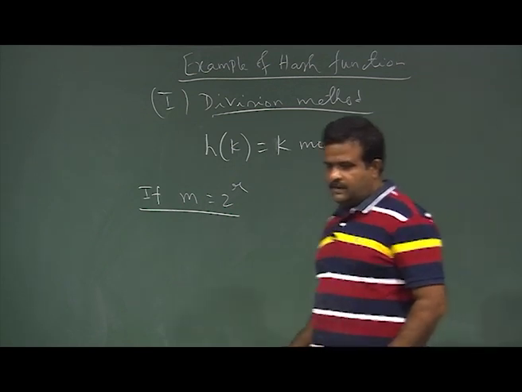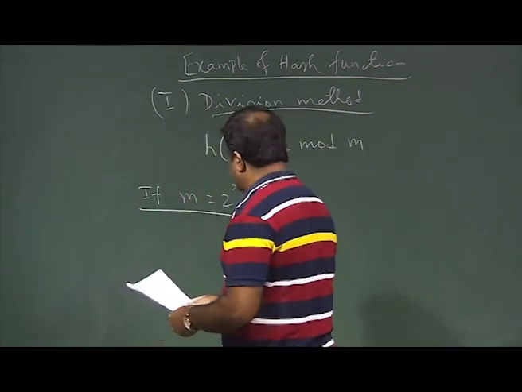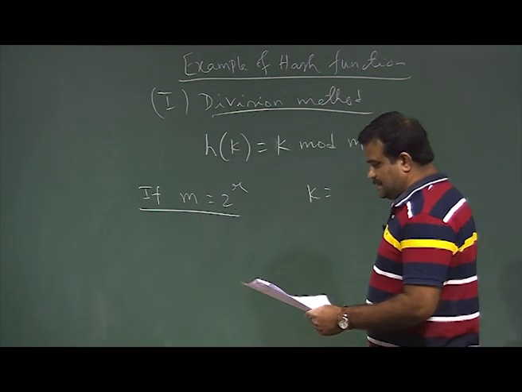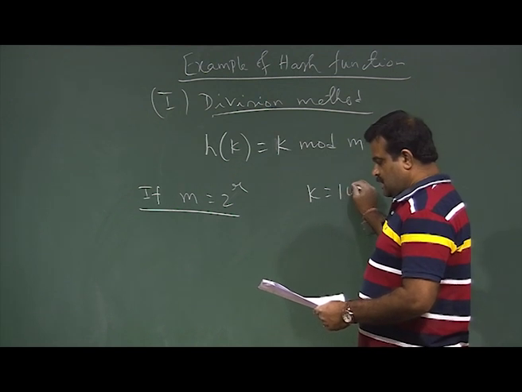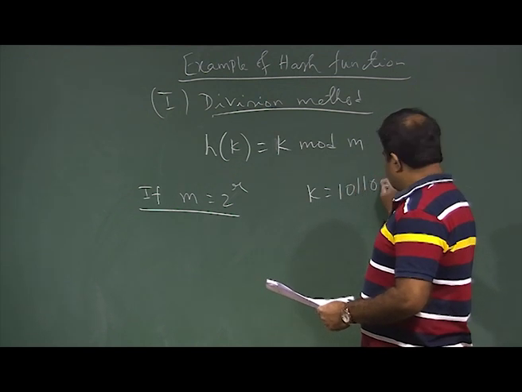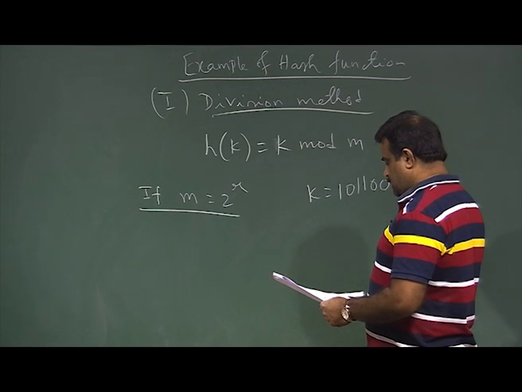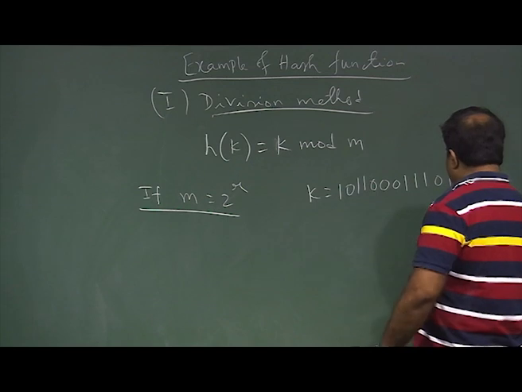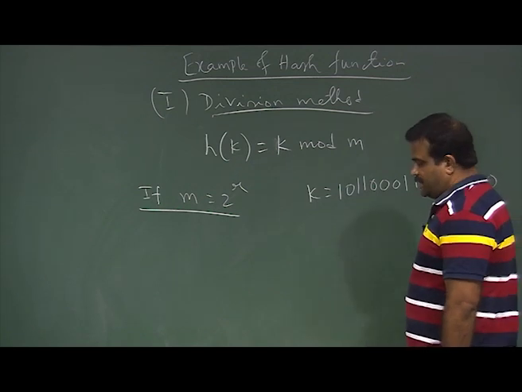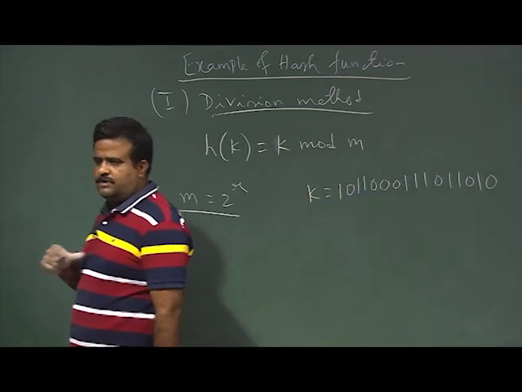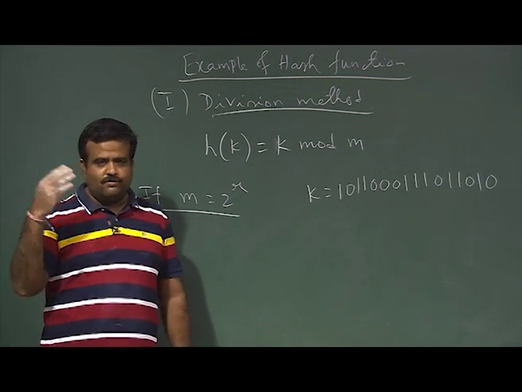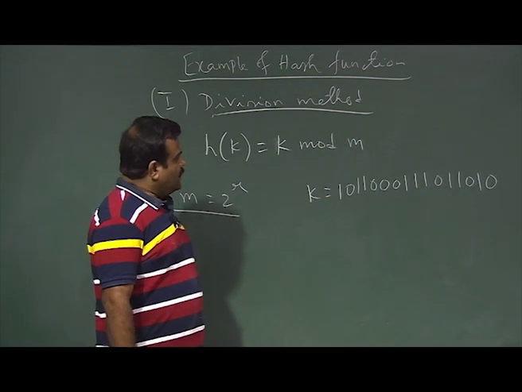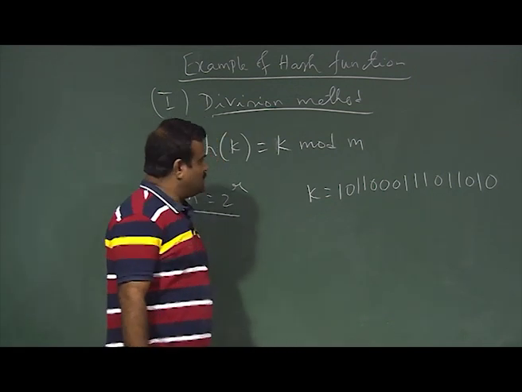If m is 2 to the power r, suppose we have a key k, which is an integer, and we convert it into binary, say 1 0 1 1 0 0 0 1 1 1 0 1 1 0 1 0. Suppose this is our key. We know how to convert into binary: we divide by 2 and then again by 2, and so on, and we get all these components. So this is the binary representation of our integer.